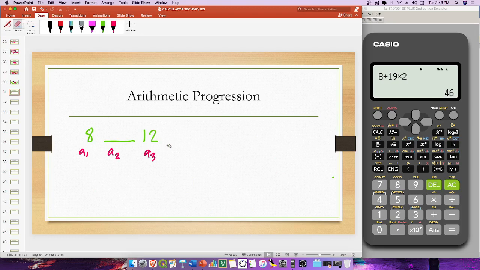8, a blank, and a 12. Assuming we don't know the number here, the number between 8 and 12, how are we going to do that? So we call this number your arithmetic mean.